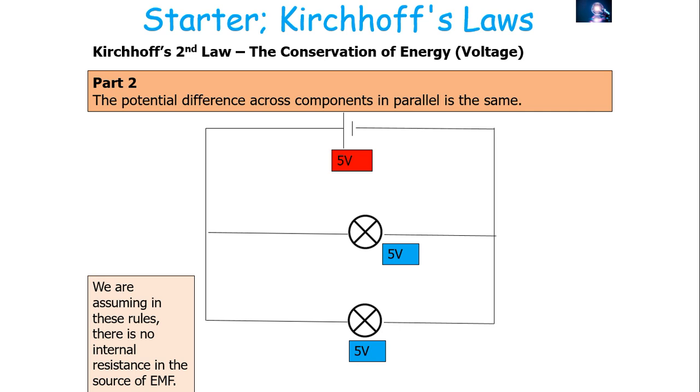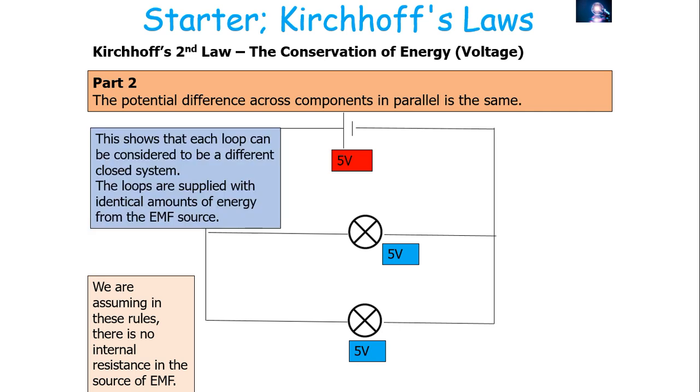Now, the second rule is that the potential difference across components in parallel is the same. That's because each loop can be considered its own different closed system. The loops are supplied with identical amounts of energy per charge from the EMF source.